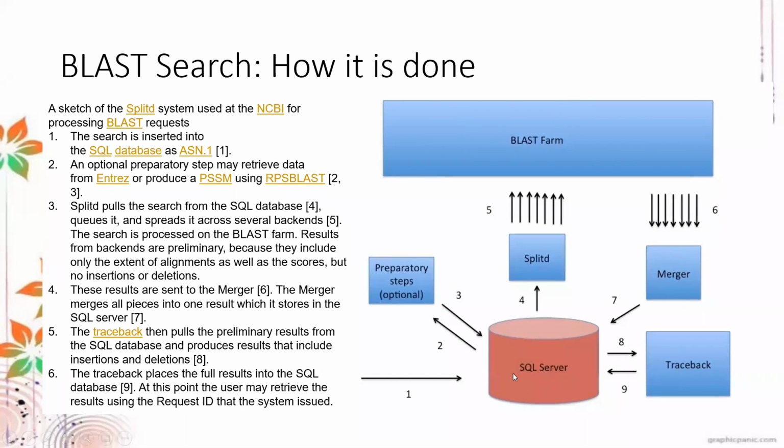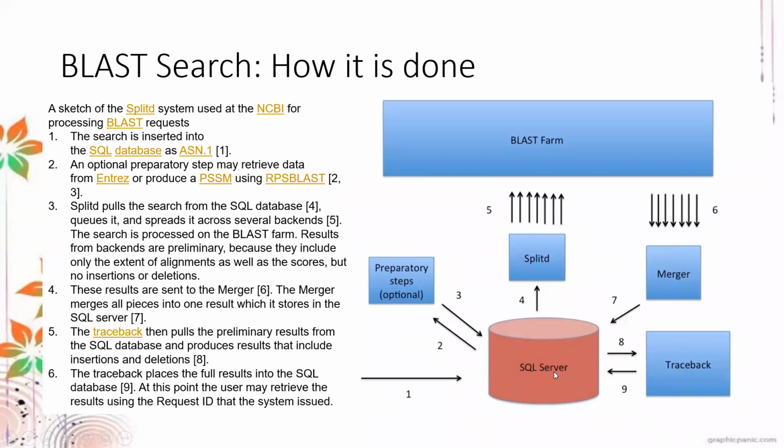From here, the traceback pulls the preliminary results from the SQL database and produces results that include insertions and deletions. Because these are just fragmented alignments, you merge them. But if there are any gaps in the sequences, so basically insertions and deletions, the indels, the traceback will handle insertion of the gaps in these results, and then it returns it back to the SQL, and from the SQL it gives it back to you.